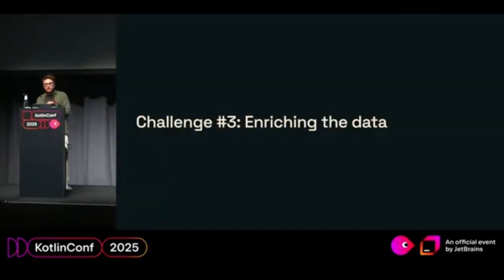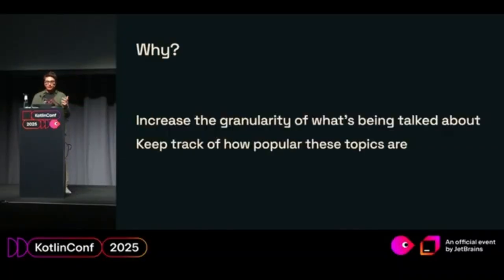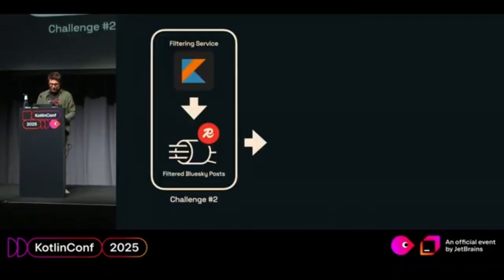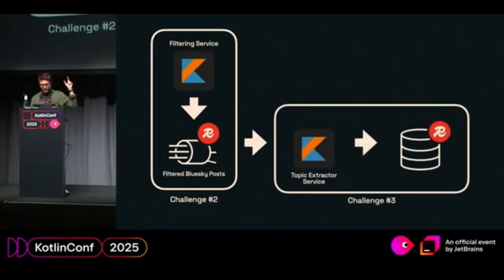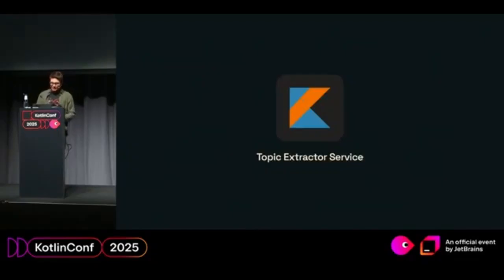Let's go to the next part of the presentation, which is challenge number 3, enriching the data, where you're going to do the topic extraction. For each of these messages, you want to extract topics. Why? Because you want to increase the granularity of what's being talked about, and also keep track of how popular these topics are for later processing, as you're going to see. How are you going to do that? You're going to listen to the filtered stream, and we're going to use the topic extractor service to extract the topics and insert them in their respective posts inside of Redis.